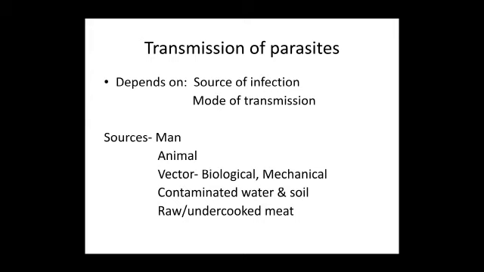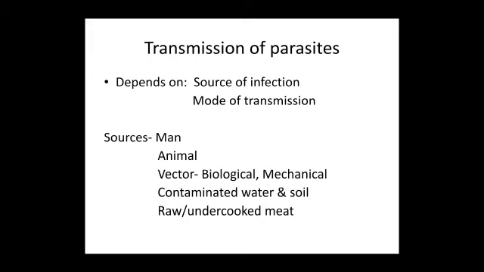When it comes to the transmission of the parasites, it depends on what is the source of infection and what is the mode of infection. What are the sources of infection for parasitic infections? Man. Man is a source or a reservoir for the majority of these parasitic infections. In amoebiasis and the helminthic infections, man acts as the main source of infection. For example, roundworm, hookworm, Enterobius vermicularis, in all these man acts as a source of infection.